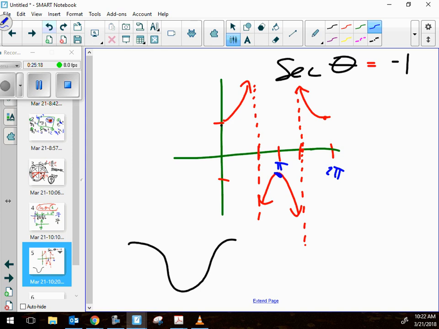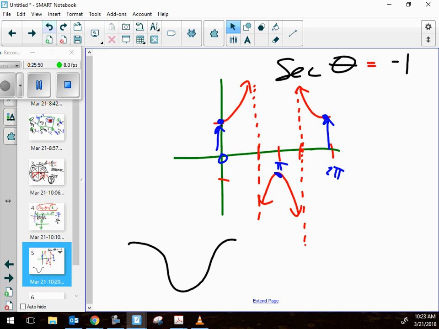Okay, good. What if I had said, now that we're looking at the secant graph, tell me a time when secant is equal to 1? Can you see that it actually was here or here? And the answers would have been what or what? 0 for that one, or what's the angle here? 2 pi. Okay. That's the last thing you need to know.